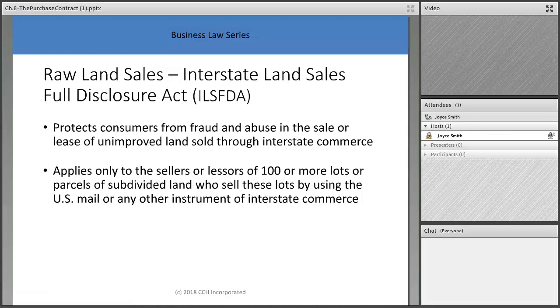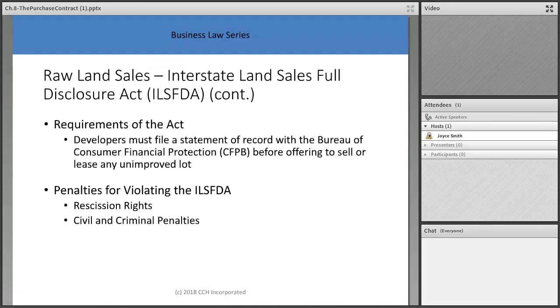It applies only to sellers or lessors of 100 or more lots or parcels of subdivided land, who sell these lots by using U.S. mail or any other instrument of interstate commerce. So a lot of this is the vacation homes, timeshares, different things like that. Requirements of the Act: developers must file a statement of record with the Bureau of Consumer Financial Protection. The penalty for violating it is rescission rights. The people that enter into a contract can rescind. And there can be civil and criminal penalties against the people that are trying to sell, because it's fraudulent. What they're trying to do is wrong.